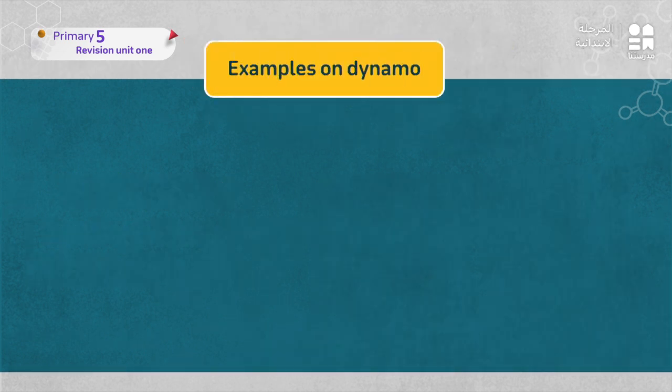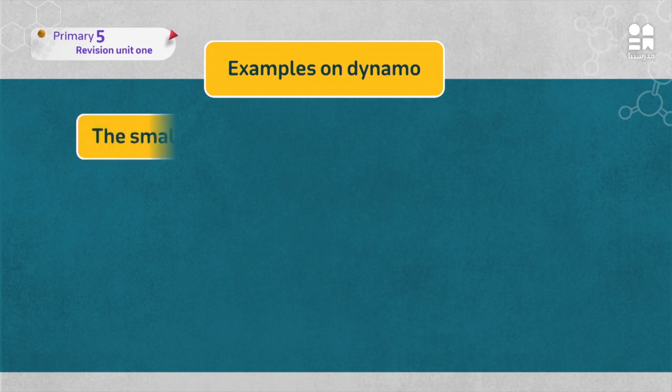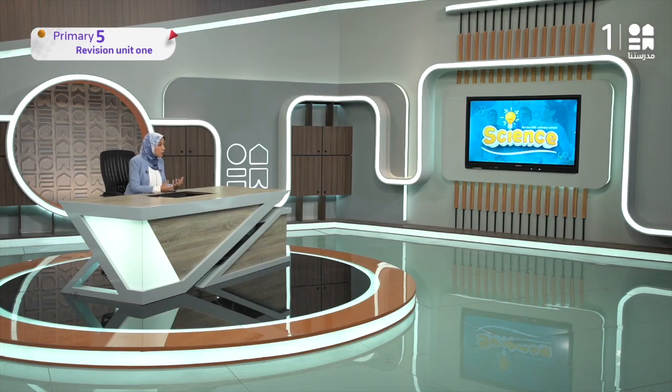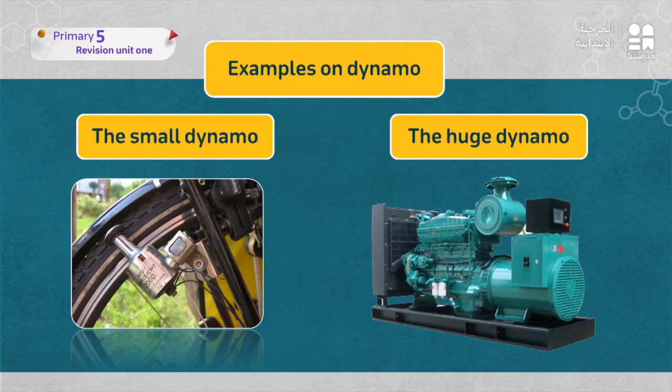What do we use the dynamo for? The examples of the dynamo. Two examples. The small dynamo: what did we use it for? It is small, so we used it to light the bulb of the bicycle, and it generates a small amount of electricity. The second example is the huge dynamo. Where did we use the huge dynamo? It's used in the electric power station, for operating factories or lighting cities.